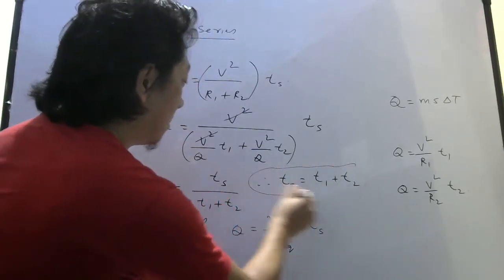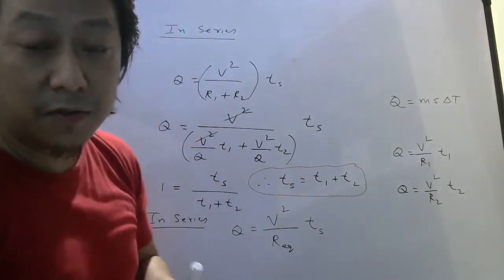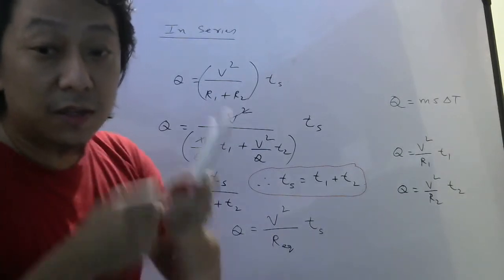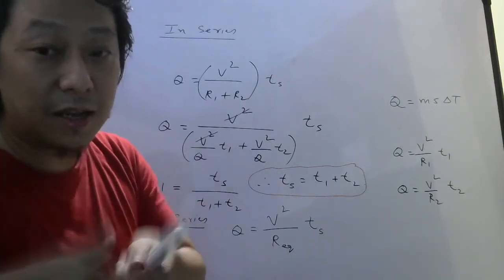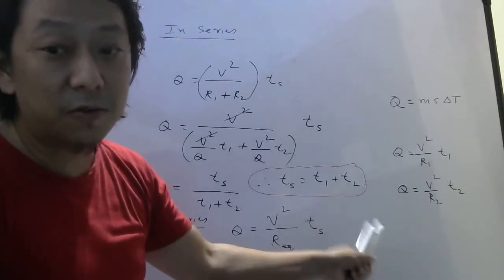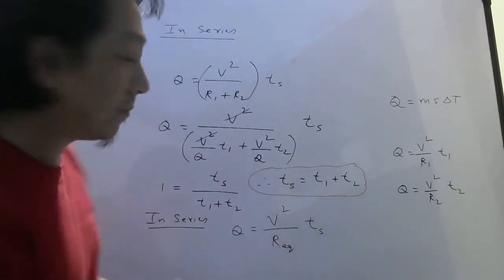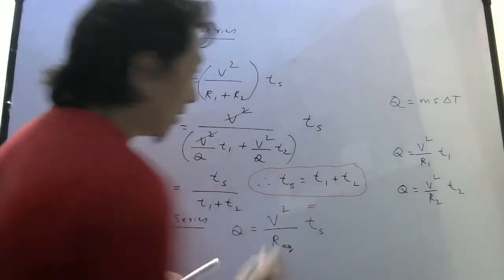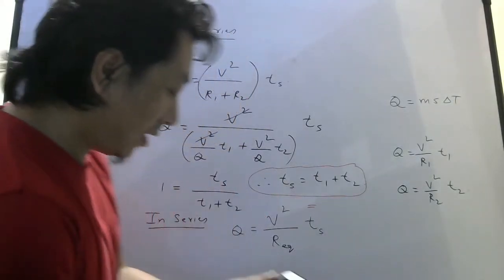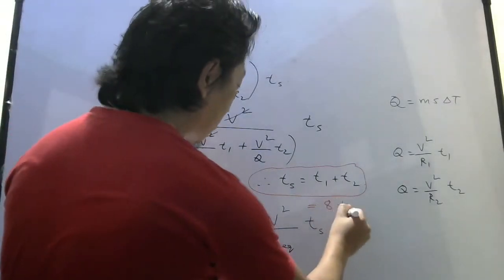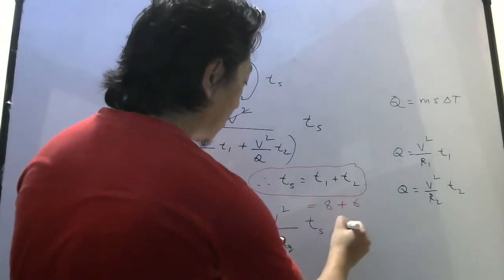Okay, so in series, try to memorize this result. If the first coil takes time T1, second coil takes time T2, then when you put them in series, they take how much time? T1 plus T2. I have done the derivation. So for exam purpose, try to remember that. So directly you can substitute. First time was, I think, 8 minutes. Second time was 6 minutes. So it will be 14 minutes.